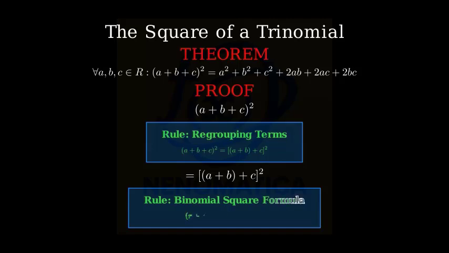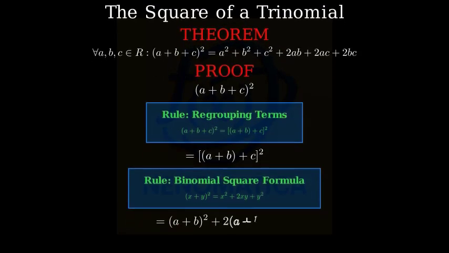For the second step, we'll apply the binomial square formula. This states that the square of a sum of two terms equals the sum of the squares of the terms plus twice their product. Applying this to our expression, we get the square of a plus b plus the square of c plus twice the product of a plus b and c.